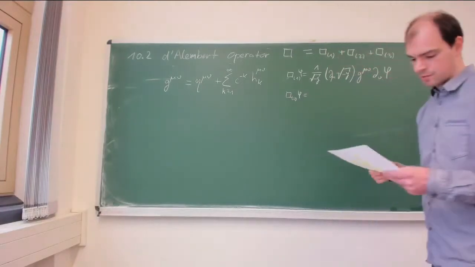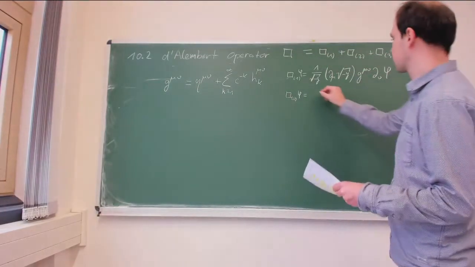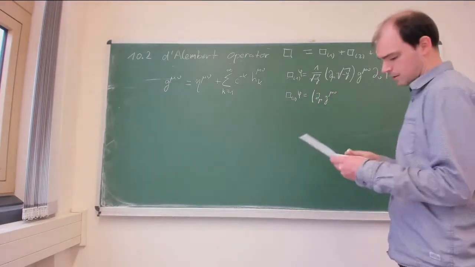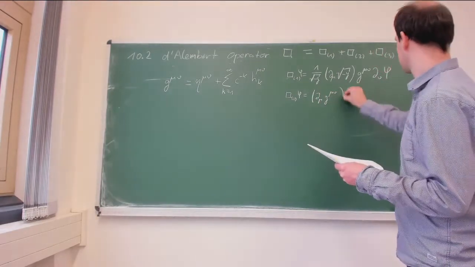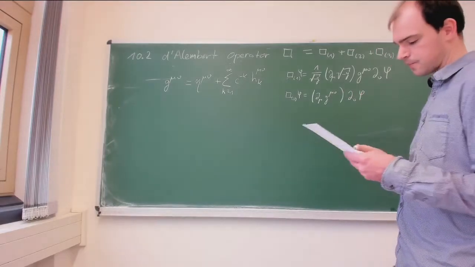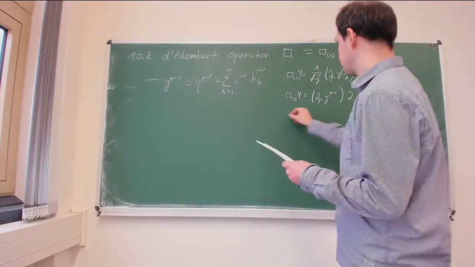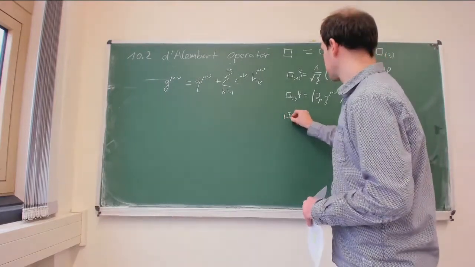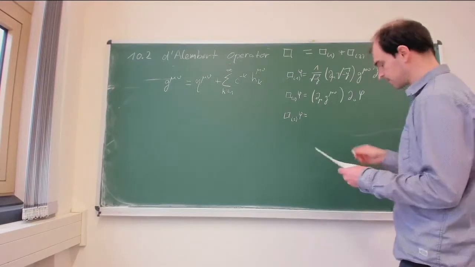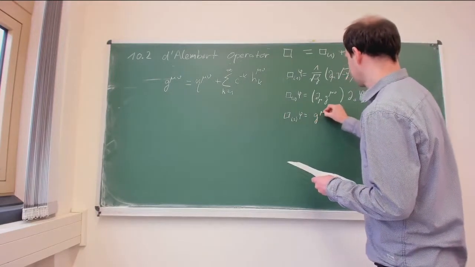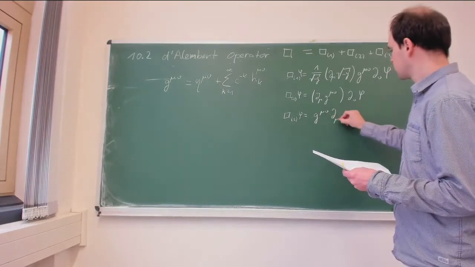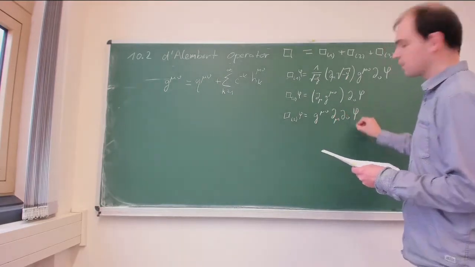The second term will be the following. It's d mu G mu nu d nu phi. And finally, the third term is simply the contraction G mu nu d nu phi.